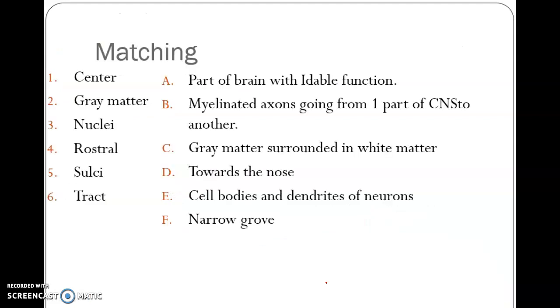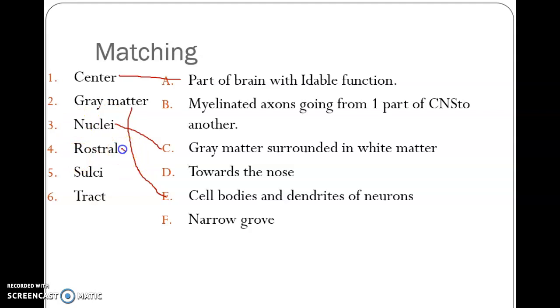So, matching. Match the part of the brain with its function. Oops, I already did it for you. I am sorry. So a center is a part of the brain with identifiable function. Gray matter is myelinated axon. Oops, this is not the right answer. I am sorry. So, a center is part of the brain with an identifiable function. Gray matter. What's gray matter again? Oh yeah, it's cell bodies. So it is E, cell bodies and dendrites of neurons. What's a nuclei? It is gray matter surrounded by white matter.